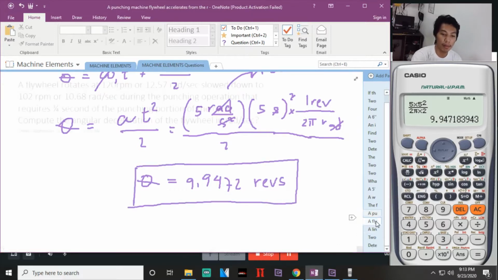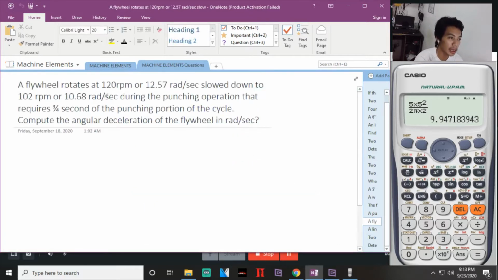And then, for number 2, a flywheel rotates at 120 RPM or 12.57 radian per second. Slowed down, ibig sabihin bumagal, to 102 RPM, or 10.68 radian per second during the punching operation. That requires 3/4 of a second of the punching portion of the cycle. Compute the angular deceleration. Now, recall natin yung ating dynamics. You are given time, and you are given 2 velocities. Now, hanapin natin is the acceleration.